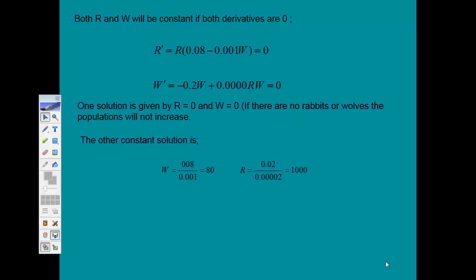And we would get R equals 0, W equals 0. Well, if we don't have a population of wolves and rabbits, the growth rate is going to be 0. And the other solution is W equals 80 and R equals 1,000. That's an equilibrium solution.